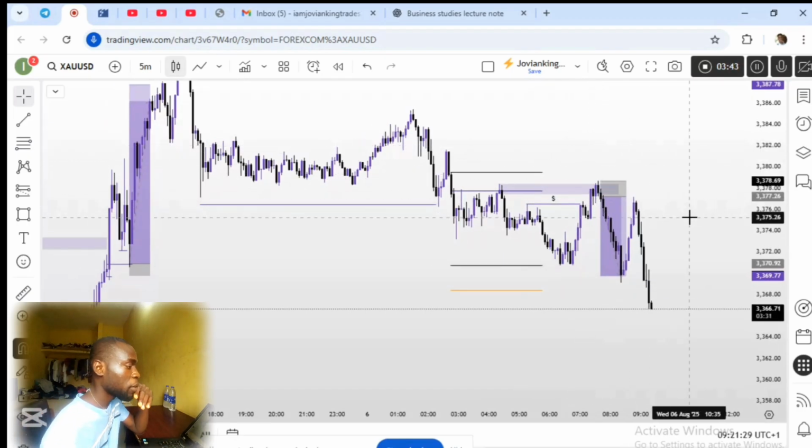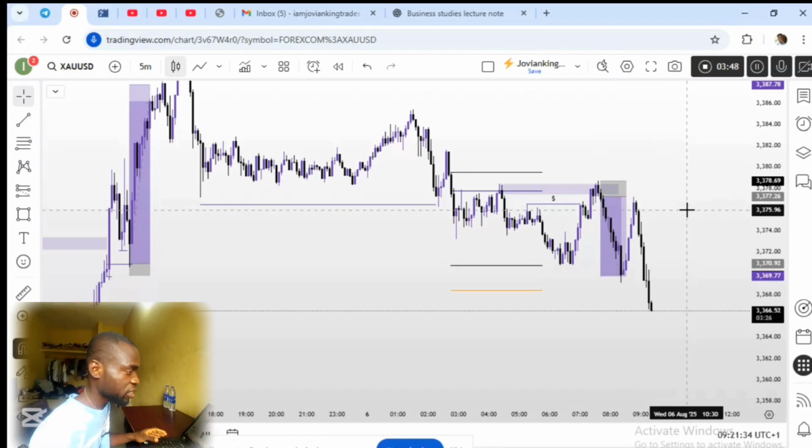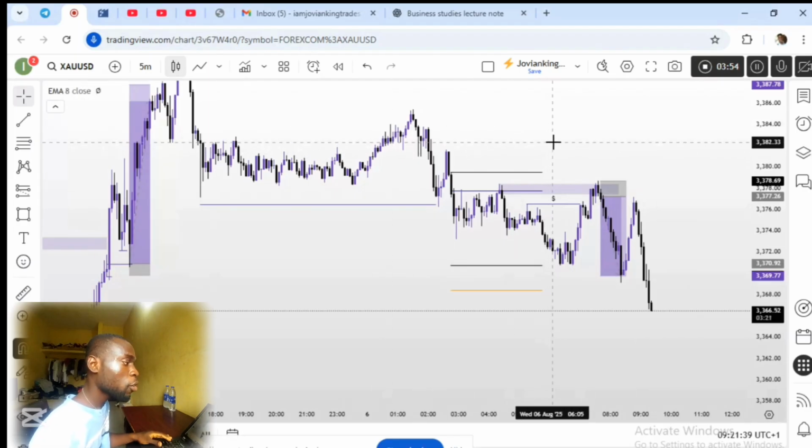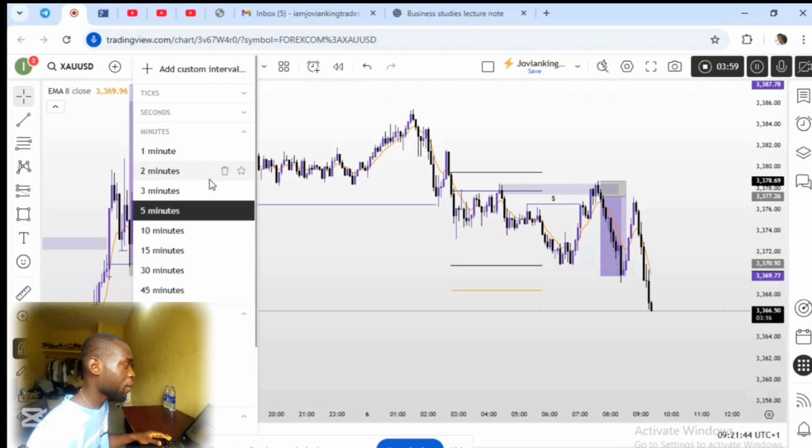I went down to a lower time frame because I need to confirm that market has closed below my EMA 8, because you know I personally use EMA. So I first checked from a 5 minutes time frame perspective. Market has not closed any valid candle below the EMA, so I have to go down to a lower time frame, like my 3 minutes.